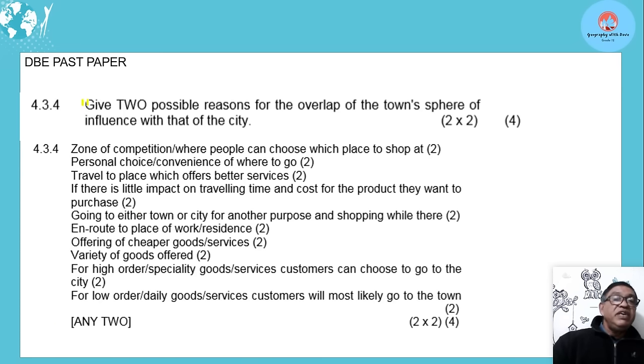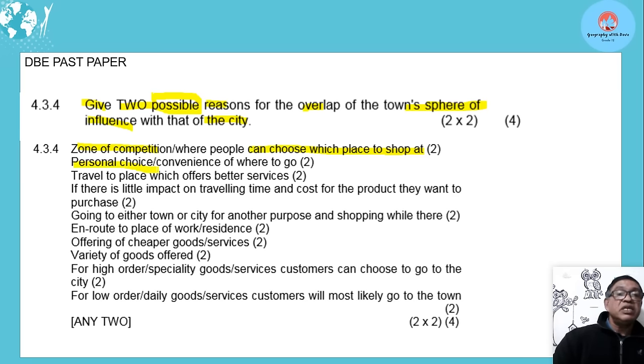Let's look at this. Give two possible reasons for the overlap of the town's sphere of influence. All right. Now, watch this word. Possible. So you do not have to find it on the sketch if it says possible. Okay, you can give from what you learned as long as it's relevant and geographically sound. Now, it's a zone of competition where people can choose the place to shop. All right, so therefore it's overlapping.